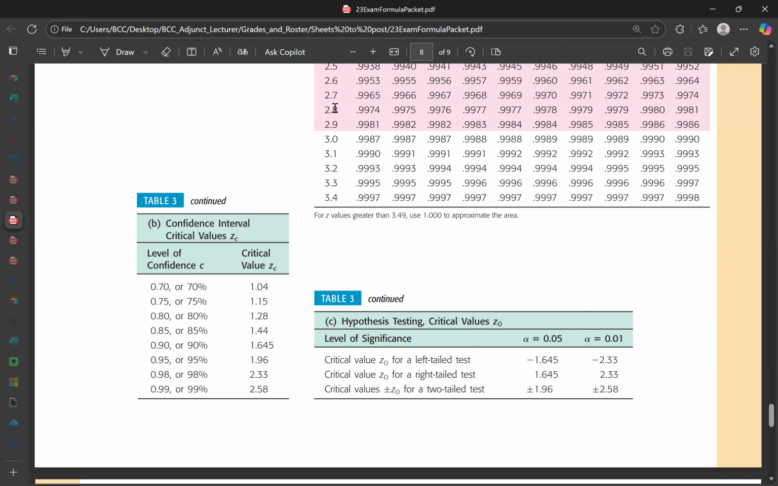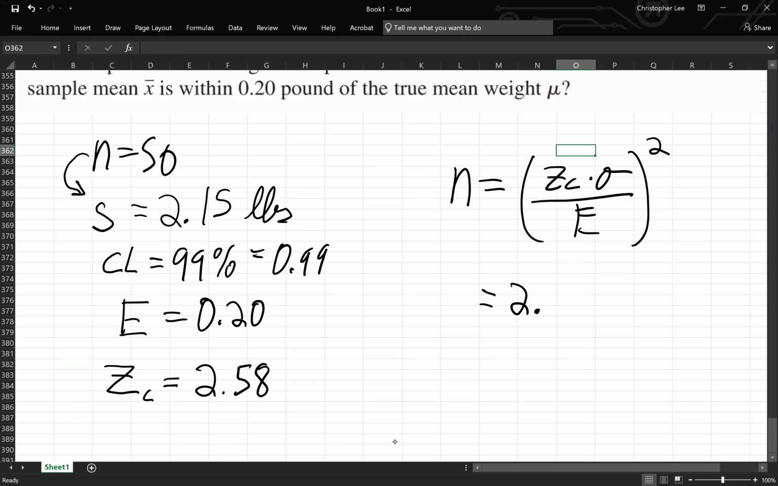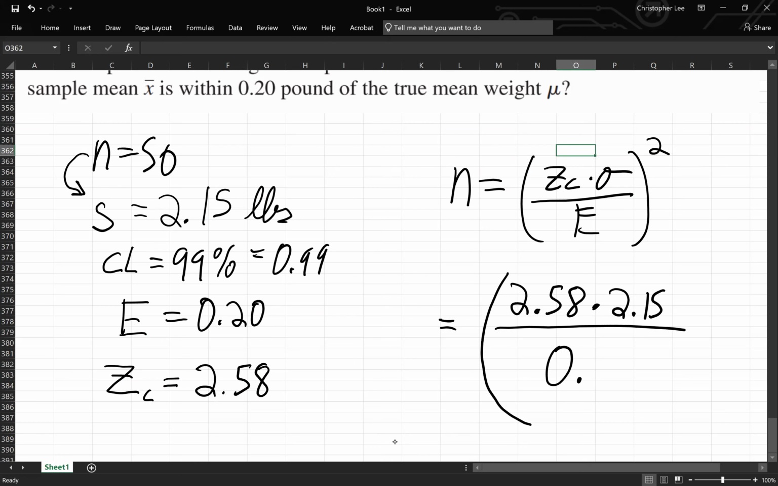Right, that's it. So going back to my formula up here, that's what I'm going to plug in. So this is 2.58, times the standard deviation, which is 2.15, divided by the margin of error, and then you're just going to square it. Little calculator. Let's see what we get.